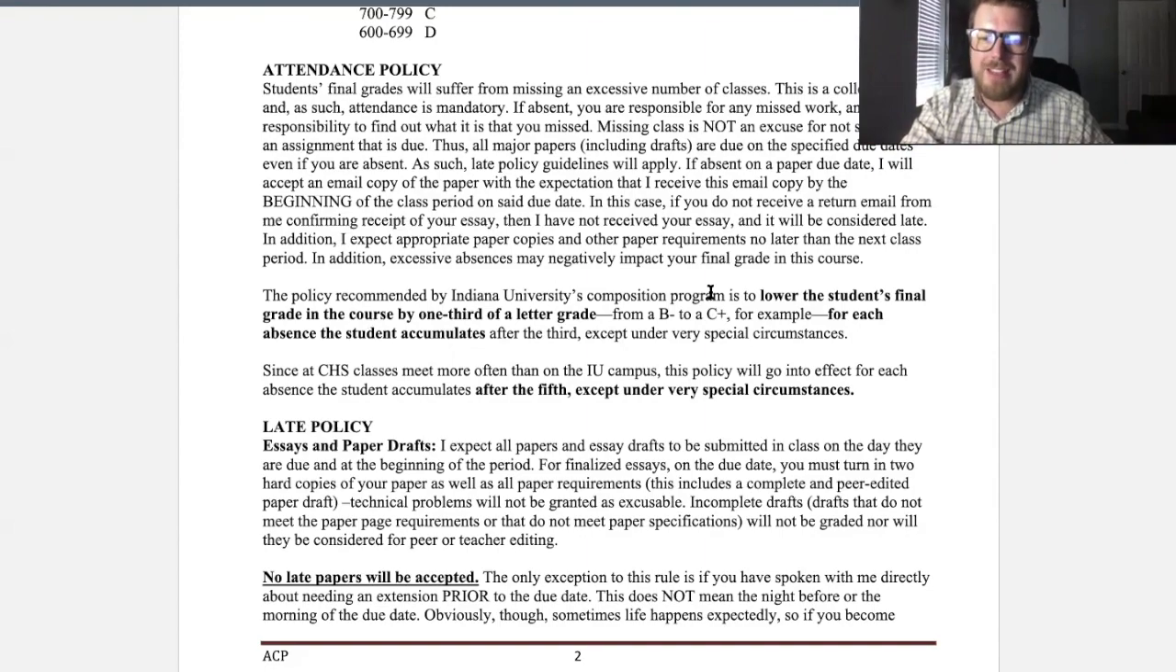One thing to note about attendance is this. IU's policy is that you actually lose some of your grade if you miss a certain amount of classes. Let me repeat that again. Your grade can be affected by missing a certain number of classes, okay? Now, the reason they did this is because a lot of freshmen they were finding out who came to IU and were taking this course sometimes thought, hey, I got this.